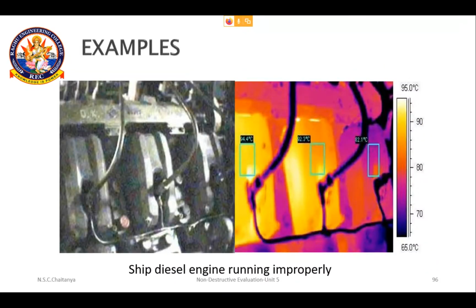Next example, slide number 96. There is a diesel engine of a ship which is running improperly. So we need to find out what exactly is the variation or where exactly it is going wrong, and therefore we click a thermal image and we see that there is a temperature variation. At one point it is 82.1 degrees centigrade, at the other it is 92.3, and the other it is 94.4. That shows that something improper is going on with the diesel engine. So easily identified, whatever is the problem, that can be rectified just by identifying the problem first.